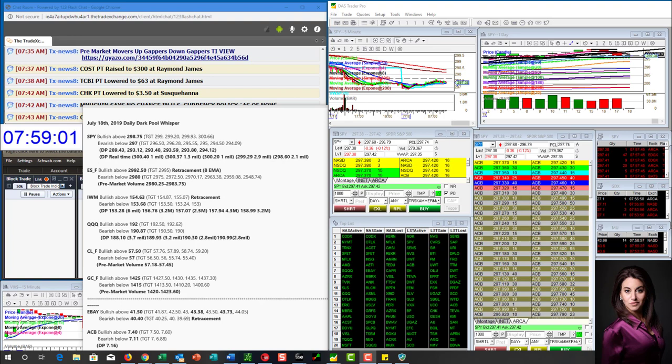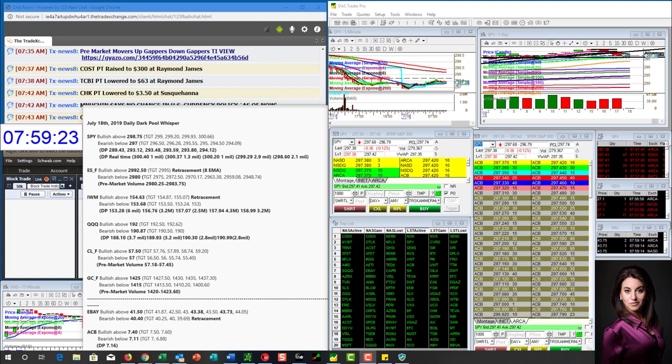Yesterday was a record day for the whispers. We had 30% gains in just one day. We also hit 41 targets, and it was awesome. So I hope you guys got some of those trades, but if you didn't, I've got a lot of new trades for you today. So let's just start with the SPY.